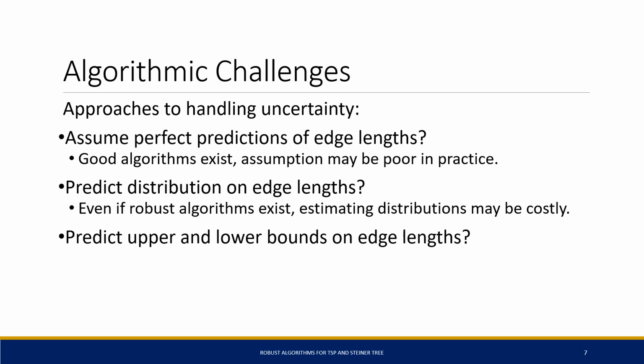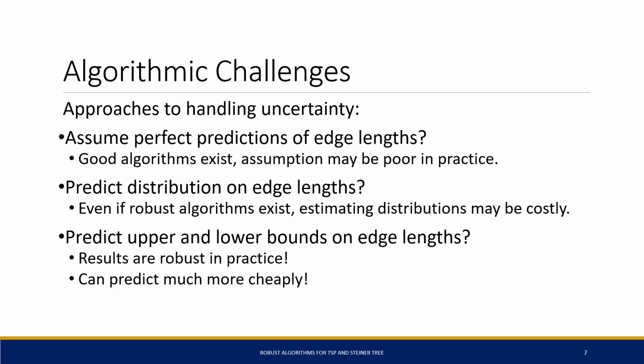So the approach we'll discuss in this talk is the most robust one, which is rather than predict a perfect edge length or a distribution, we'll just predict an upper and lower bound on each edge length. So the main upside of this is that the results are very robust in practice because we have some uncertainty baked into the inputs. In addition, predicting the upper and lower bound on edge length is probably going to be much cheaper than trying to predict an entire distribution, and these assumptions or these predictions may still be very reasonable in practice.